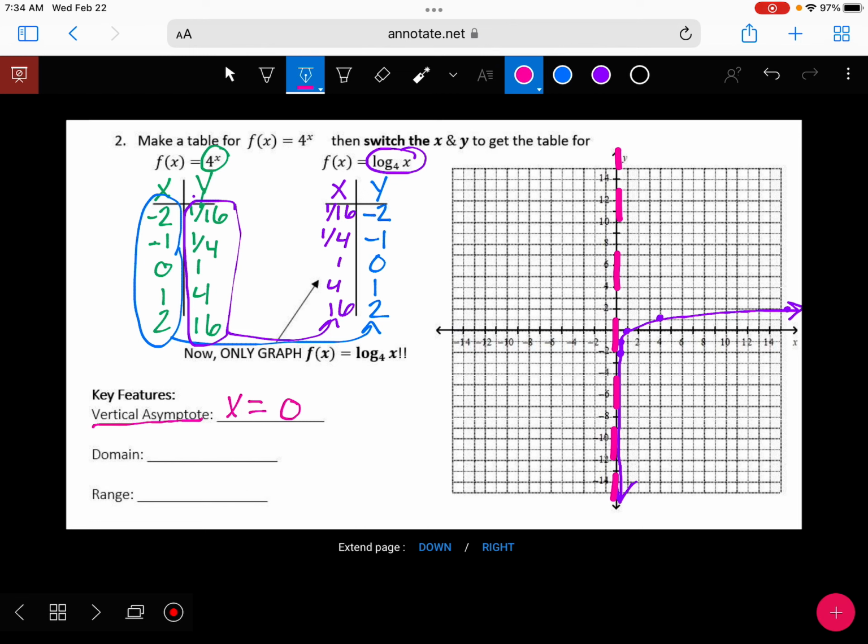What is our domain? Which x values work?